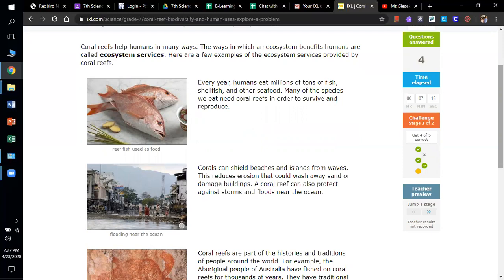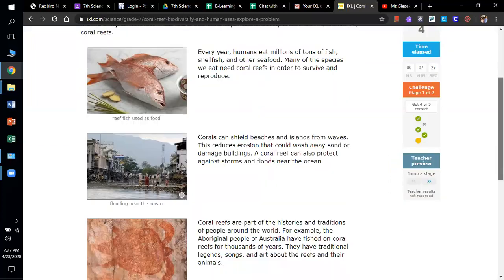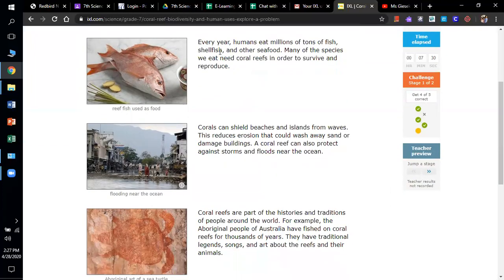Coral reefs help humans in many ways. The ways in which an ecosystem benefits humans are called ecosystem services. Here are a few examples of ecosystem services provided by coral reefs. Every year, humans eat millions of tons of fish, shellfish, and other seafood. Many of the species we eat need coral reefs in order to survive and reproduce.